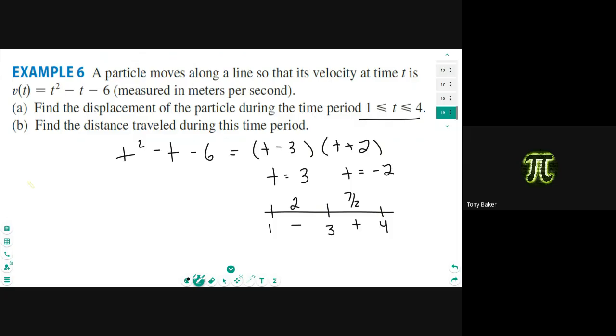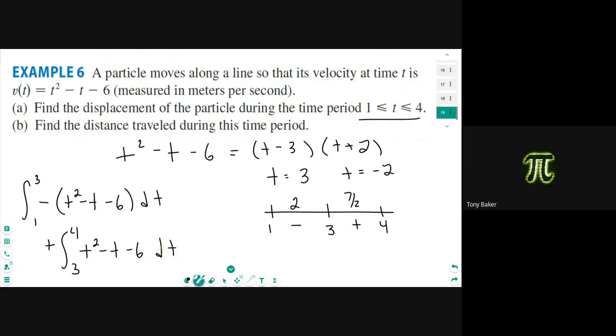So when we're looking at my integral, I'm doing the integral from 1 to 3, and it's negative. So I want the negative version of that. So I'm going to do negative t squared minus t minus 6, plus the integral from 3 to 4, and that one's positive, so I don't need to change anything.